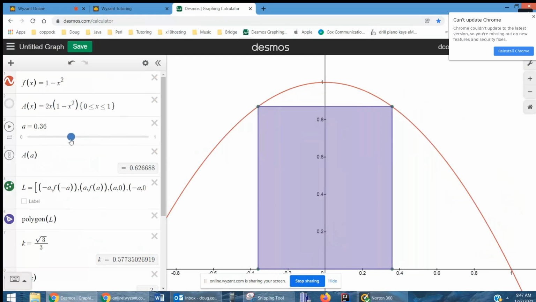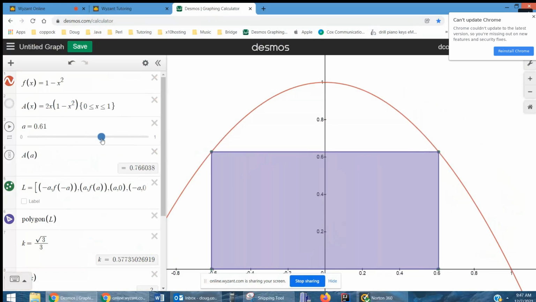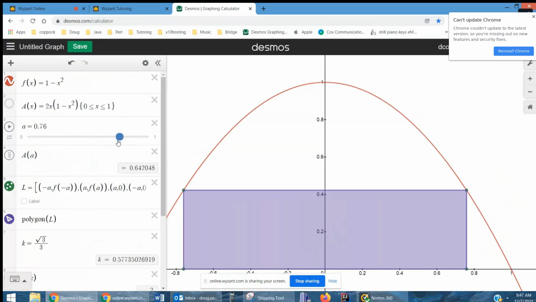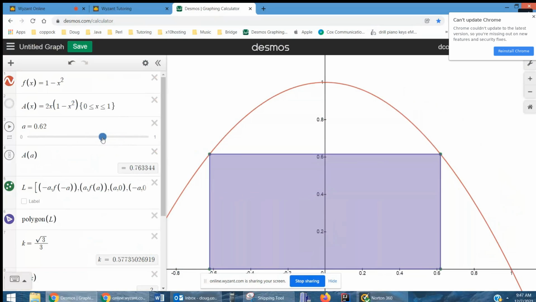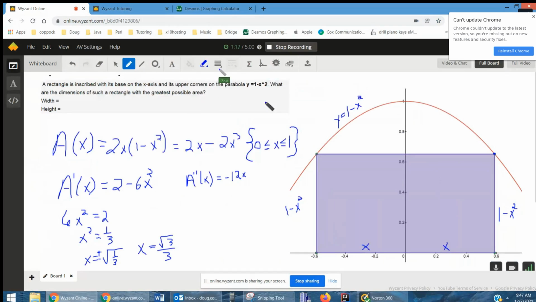So there's all these different rectangles, and one of them has the greatest area. And we want to find the value of a that will give us the maximum area. So let's go back to Wyzant and take a look.